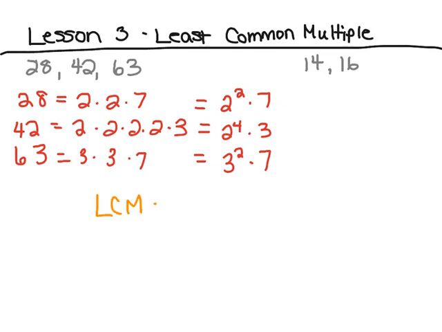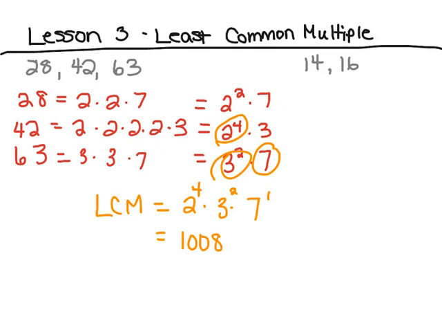So the numbers that we're using are 2, 3, and 7. Now we have to find the biggest exponent. So 2 to the 4 is the biggest 2. The biggest 3 is 3 squared. And 7 only has an exponent of 1, so we just do 7 to the 1, or 7. So we're going to multiply all of these numbers together, and you get 1008. So 2 to the power of 4 times 3 to the power of 2 times 7 is 1008, and that's the LCM.